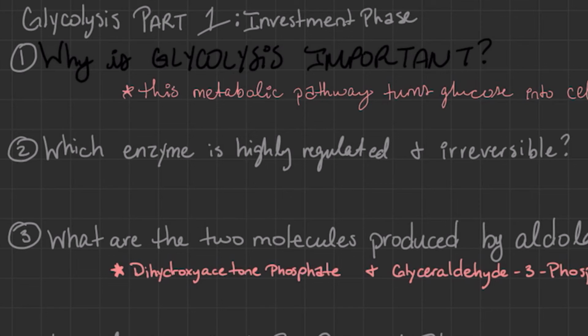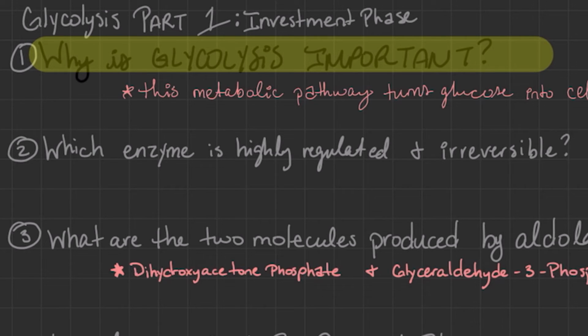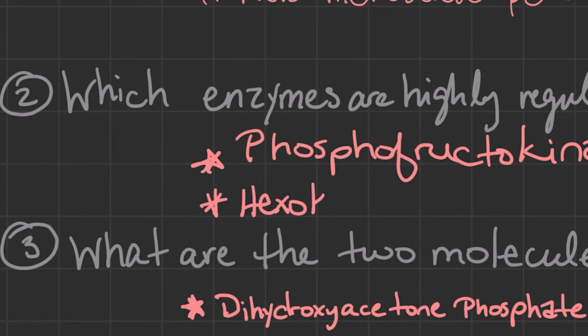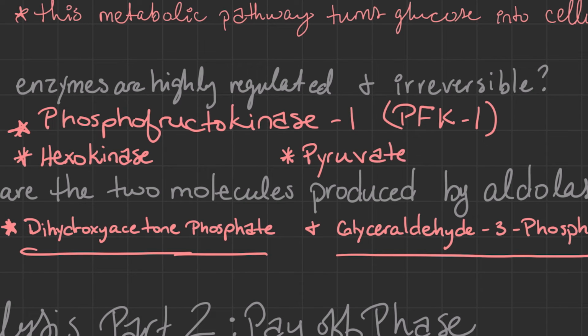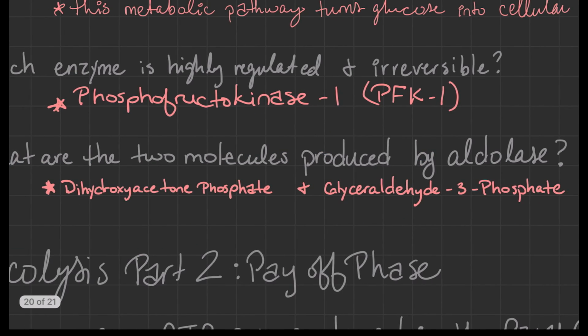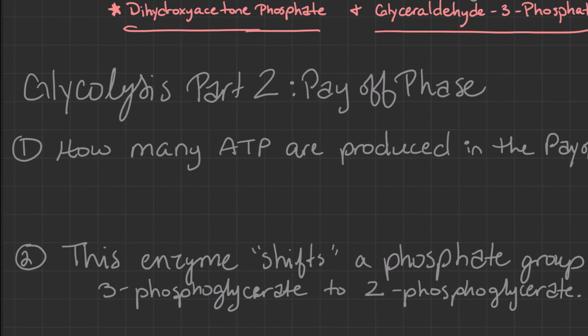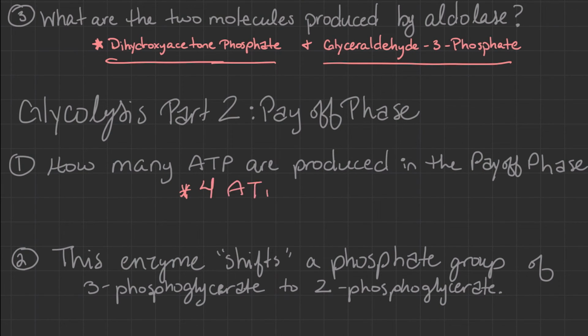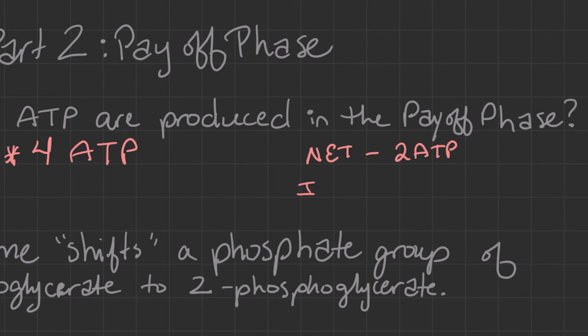All right, so these are some questions I wanted to ask at the end of the video. Pulling from Glycolysis Part 1, the investment phase: Why is glycolysis important? What are the 2 molecules produced by aldolase? So for glycolysis part 2, the payoff phase: how many ATP are produced in the payoff phase? Don't get this confused with the ATP you invested from the investment phase. If you're talking about the net amount of ATP, then yes, it would be 2.